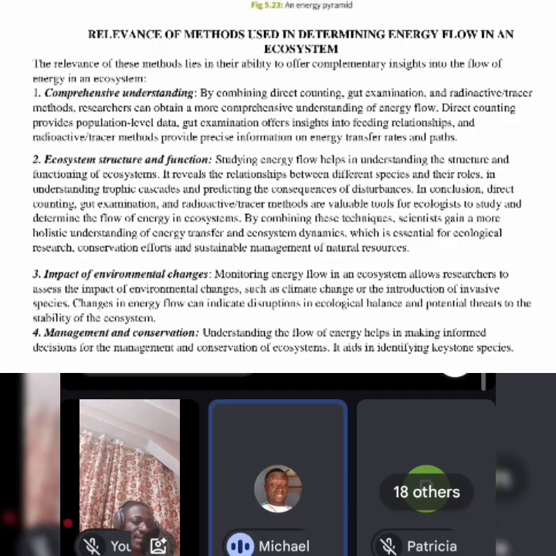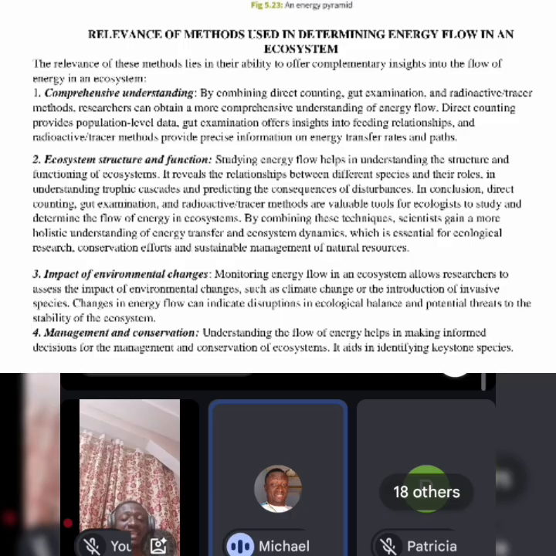So now let's talk about the relevance of methods used in determining energy flow in an ecosystem. So remember we talked about this yesterday, that the methods for determining energy flow in an ecosystem: the first is direct observation or questioning. How can I get to know the food that you eat? I have to see you eating it. Or I have to ask you, Charlie, do you take this? Oh, yes, I do take it a lot. Yes, in the morning I took this kind of food. Then I know you eat it.